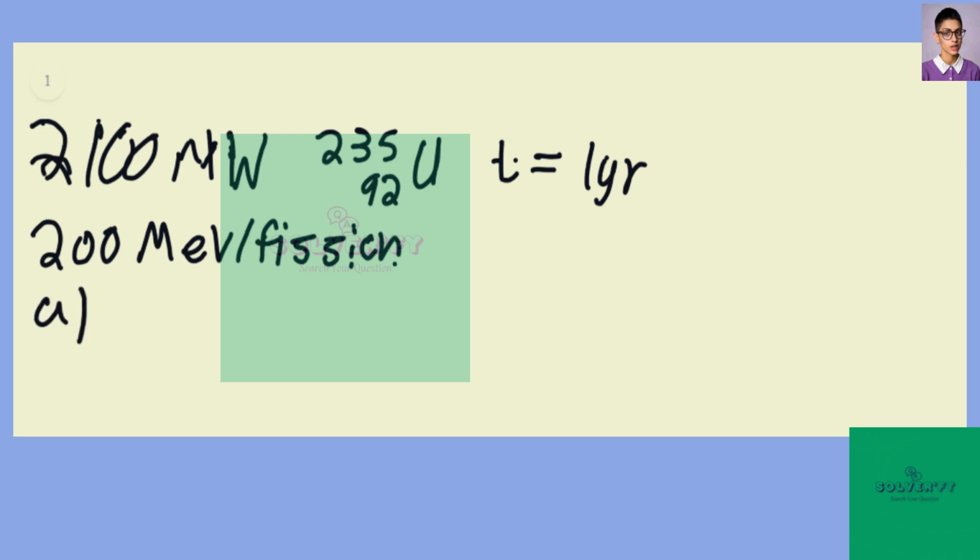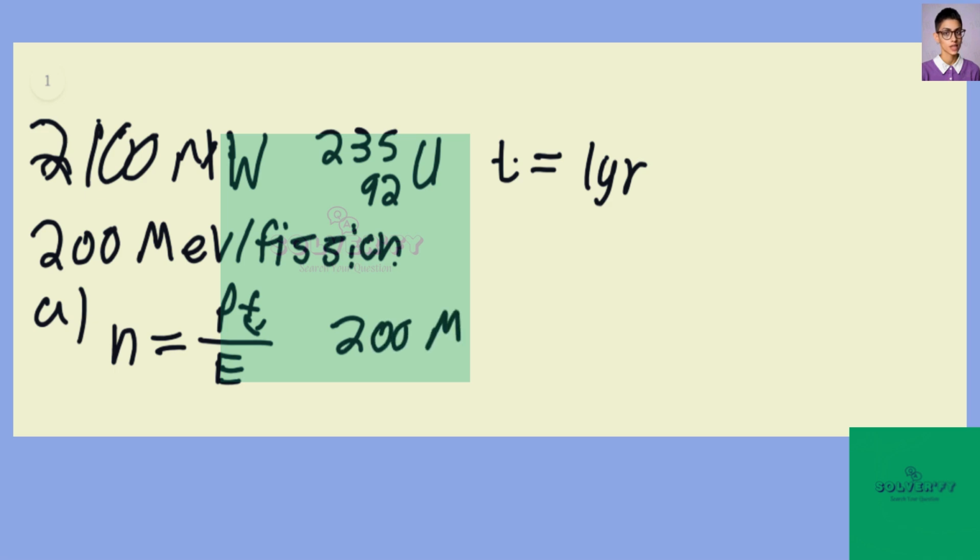To start this question, it's pretty much just a basic equation. We need to find the number of nuclei of uranium needed, and then we can find a mass. The number of nuclei is equal to the power times the time divided by the energy per fission. Our fission energy is given in 200 mega electron volts. First things first, we need to convert that to joules because we're given a power in watts.